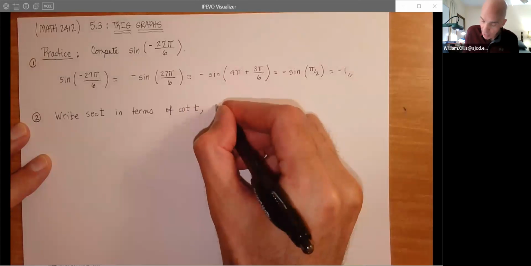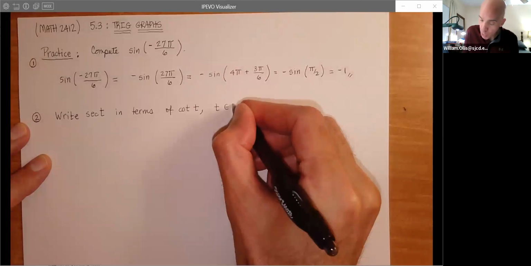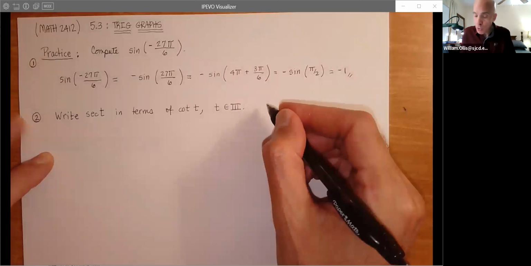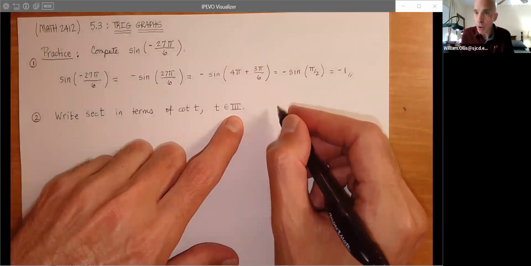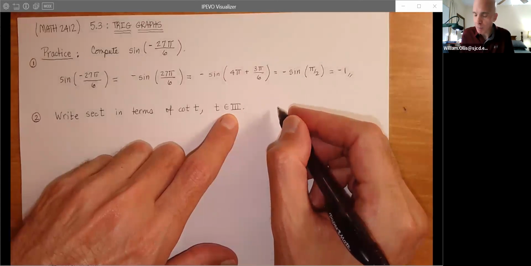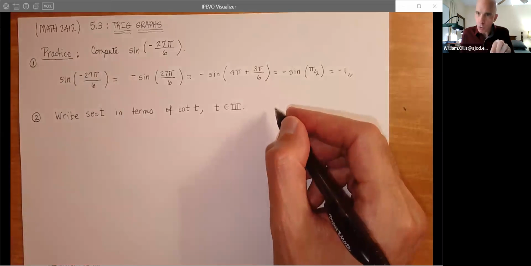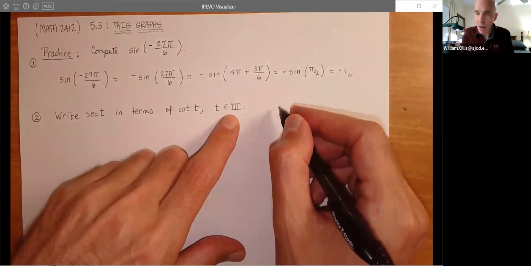And we're going to say that t terminates in the 3rd quadrant. So as you measure along the unit circle, you stop in the 3rd quadrant, and that's where the terminal point is, okay? So we would say t terminates in, or is an element of, the 3rd quadrant, meaning that as we move along the unit circle, we stop in that 3rd quadrant, with a corresponding terminal point.